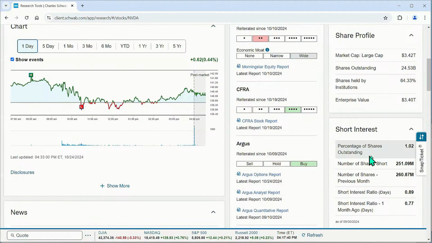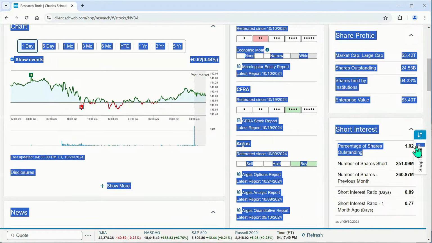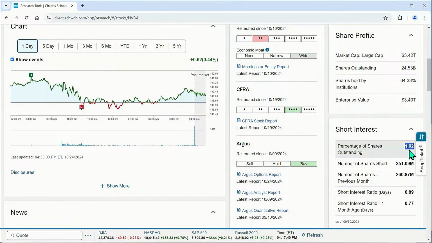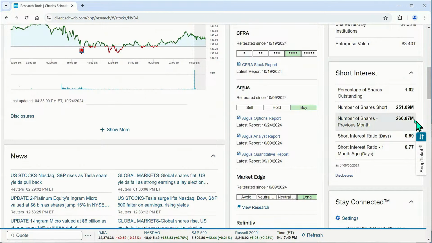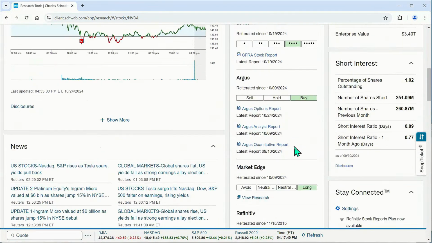You can check out the short interest on it. Percentage of shares outstanding, 1% is short. That means 1% of investors are basically taking a negative bet. They're trading in anticipation of the company falling. 1%, that's a relatively low number, actually. That's not too bad there. Start to get closer to 10%, that'd be much more problematic.